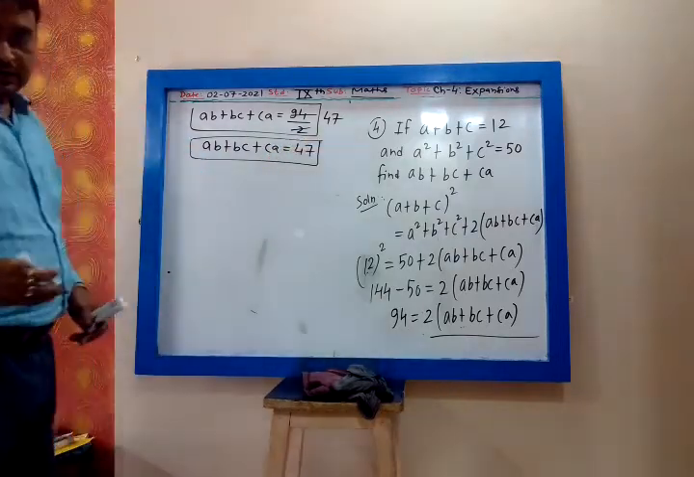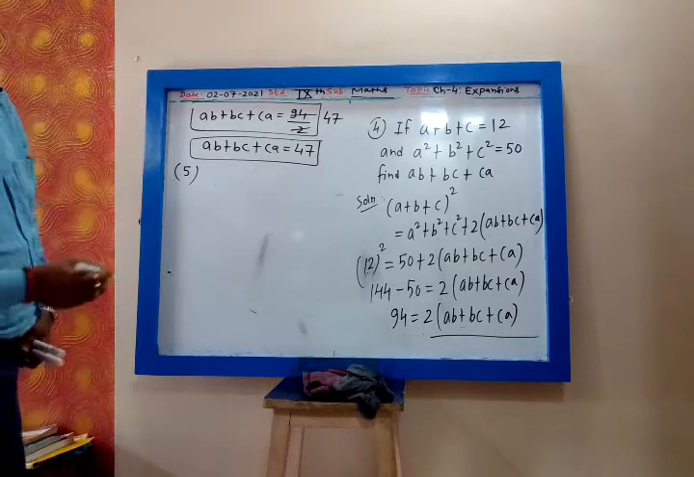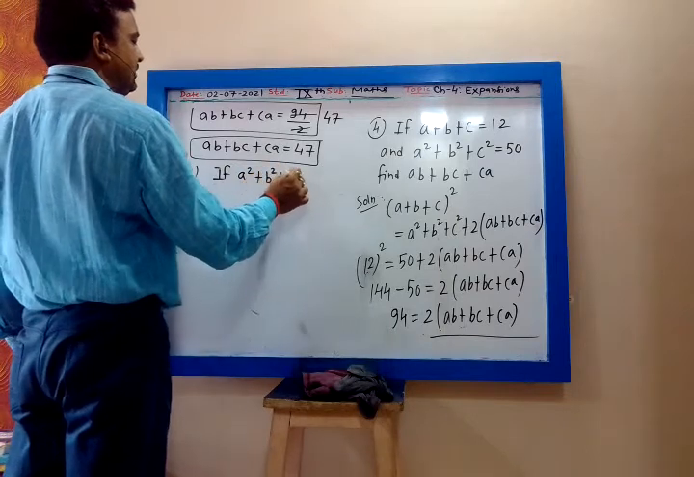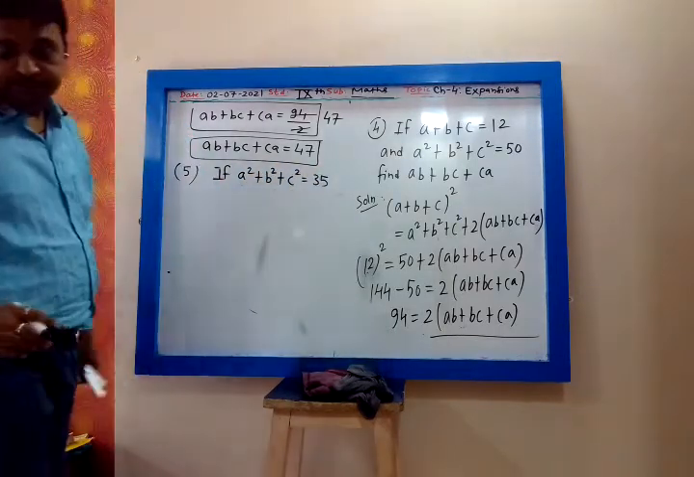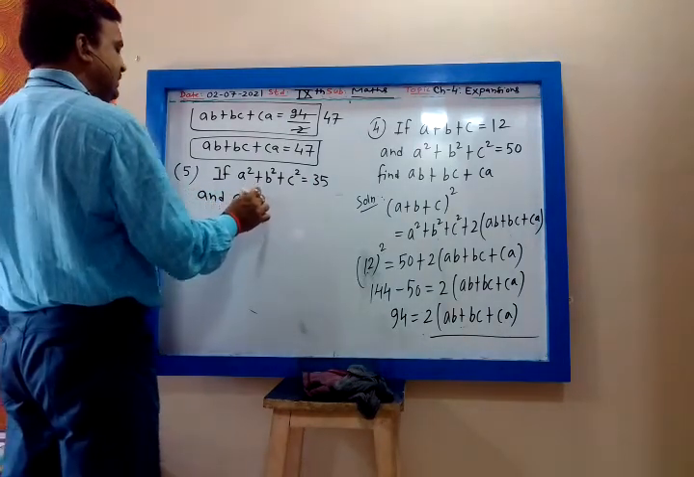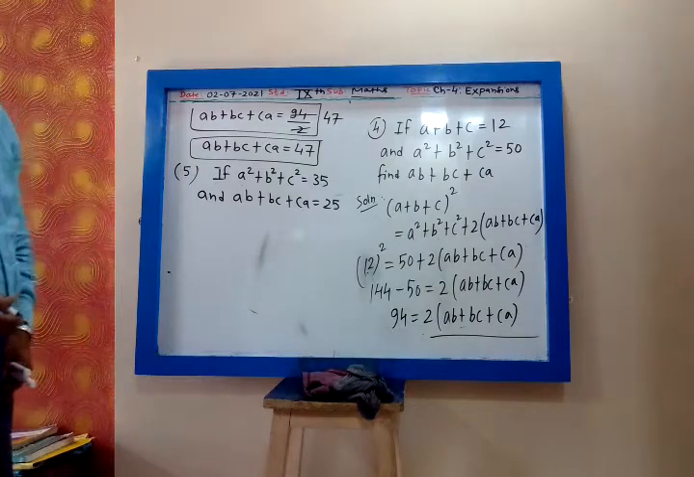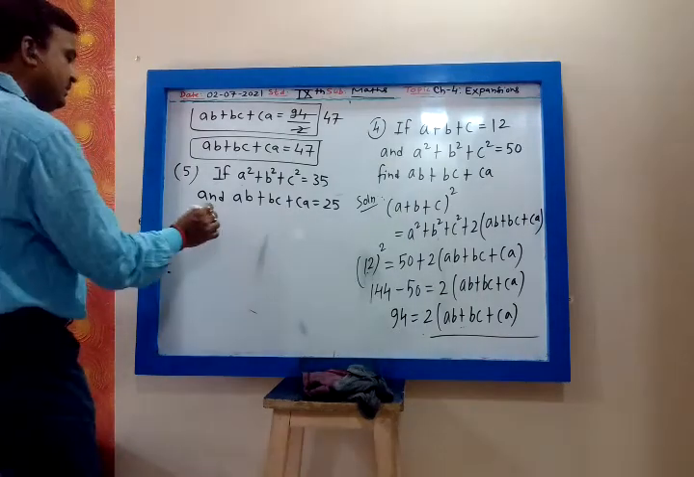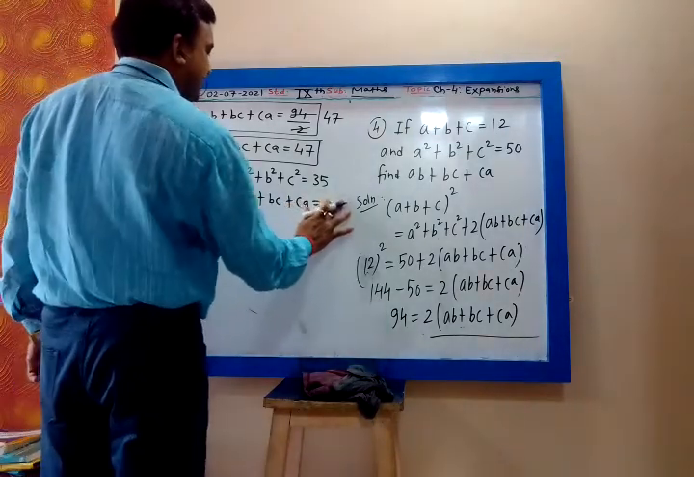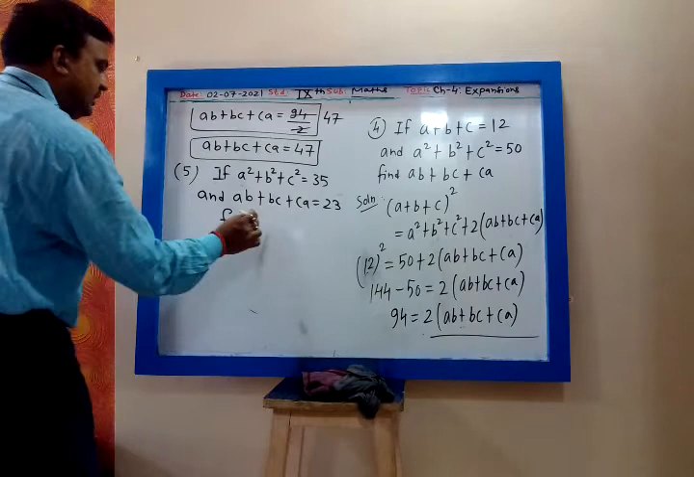Okay. Now fifth question. So in all this type of problem, same thing. If a square plus b square plus c square is 35 given, and ab plus bc plus ca is, sorry, it is 23, not 25. AB plus BC plus CA is 23. Find the value of A plus B plus C.